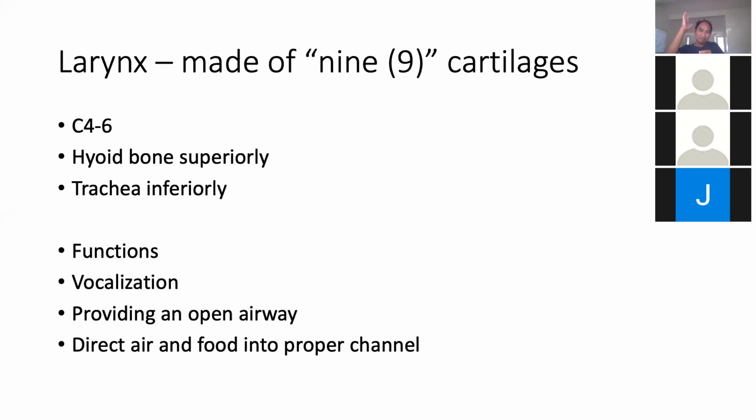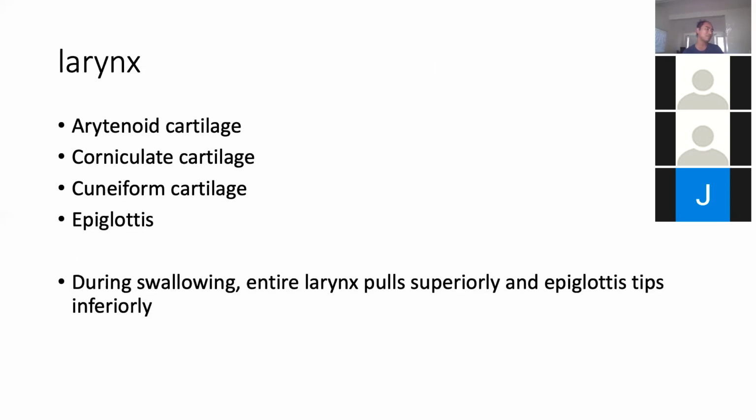Don't forget the little epiglottis, which will close the larynx. The larynx goes up, the epiglottis comes down and closes the airway so that the food we swallow can go into the esophagus. A few little cartilages are good to know by name: arytenoid, corniculate, cuneiform, and epiglottis. We already talked about the epiglottis.